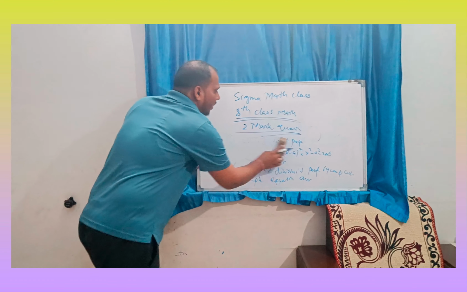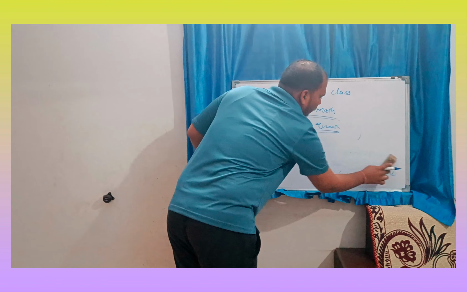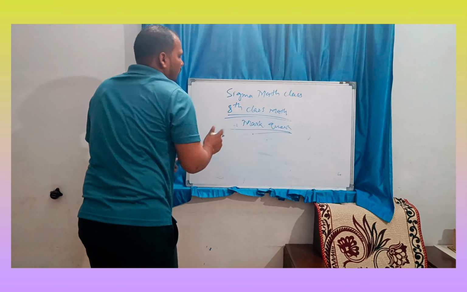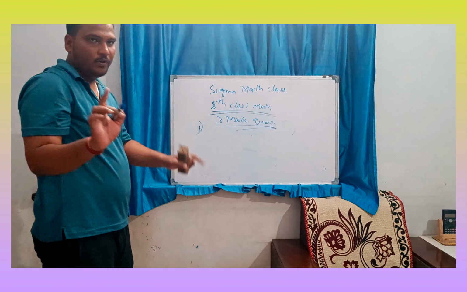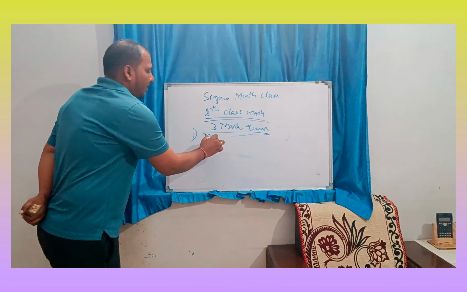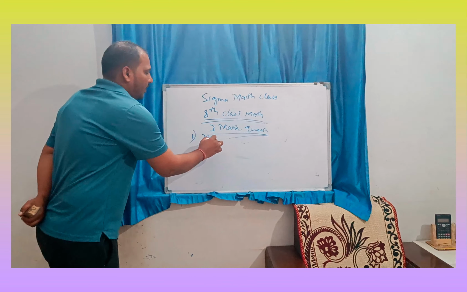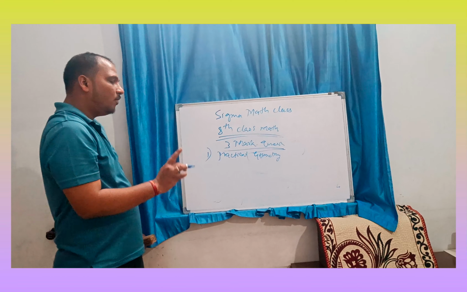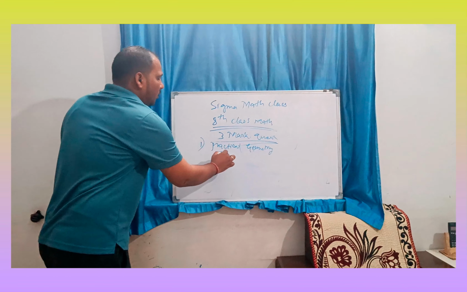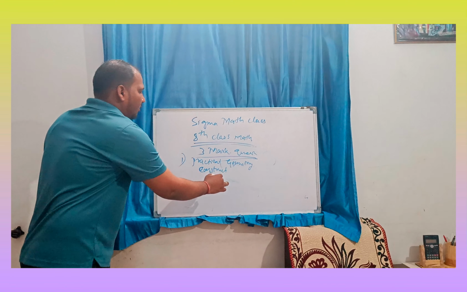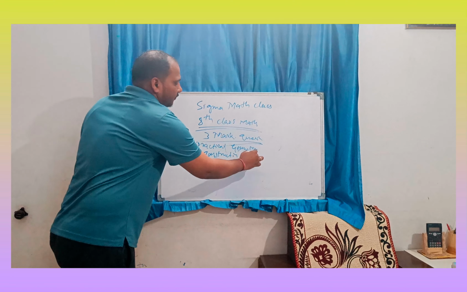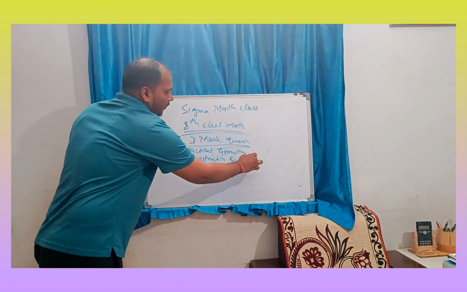Okay, next, 3 marks questions. In 3 marks questions, one question must and should be from practical geometry. In practical geometry, the construction of a quadrilateral must and should be asked. Whatever is asked, that is the construction.